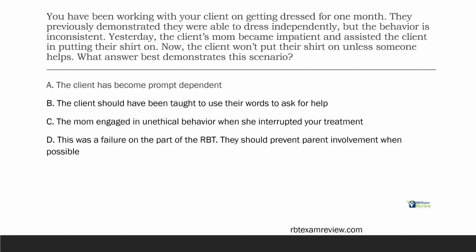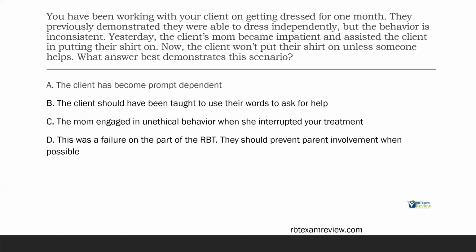You've been working with your client on getting dressed for 1 month. They previously demonstrated they were able to dress independently, but the behavior is inconsistent. Yesterday, the client's mom became impatient and assisted the client in putting their shirt on. Now the client won't put their shirt on unless someone helps. What answer best demonstrates this scenario?